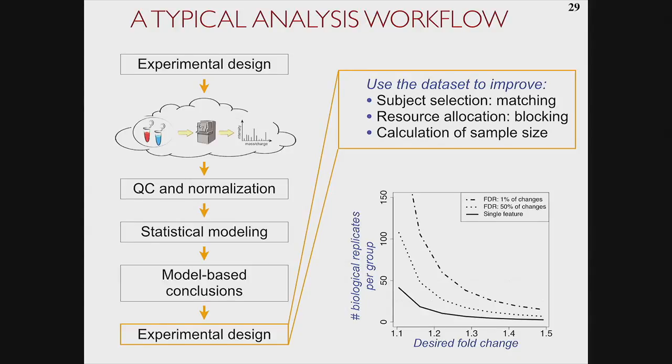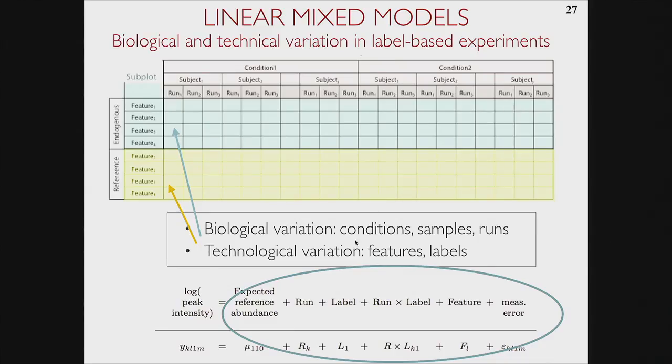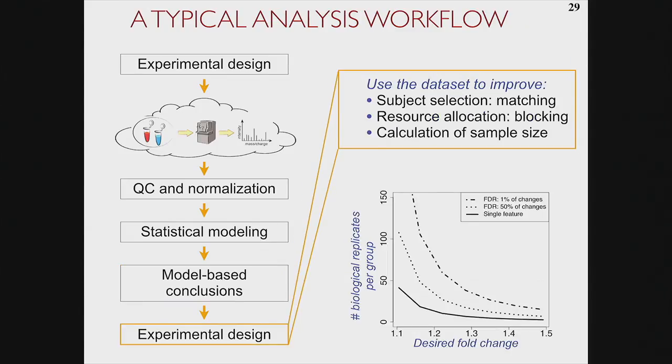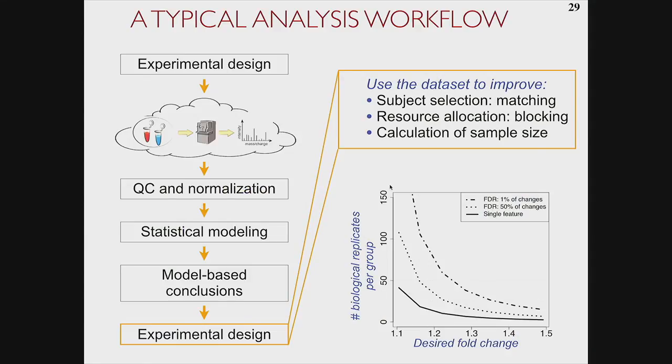And so when we work with this data, we estimate all the variance components, and we can use these variance components to start predicting what would be the trade-off between fold changes, sample sizes, and different extent of variation. And we would make plots like that, where this will be the desired fold change that we want to see in the future experiment, and this is the number of biological replicates that we would need for that.